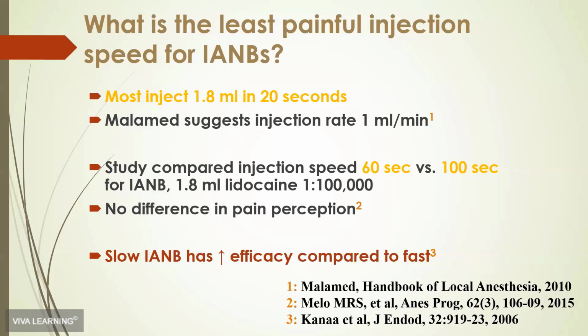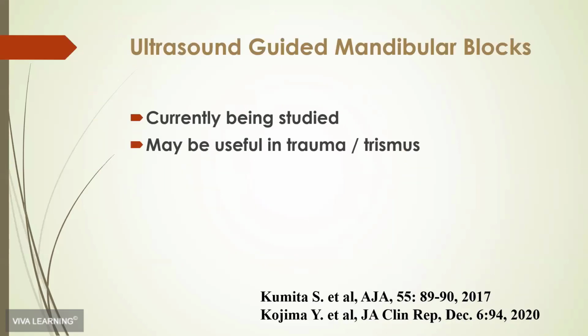But what's really interesting with respect to the speed of your injection is that if you do a really fast inferior alveolar nerve block, let's say 15 seconds, and that's the third study here on this slide, it's not going to work. If you do it very slowly and you take 60 seconds, you're going to have a higher success rate because the slow injection will keep more of the molecules at your needle tip, which is hopefully where the nerve is.